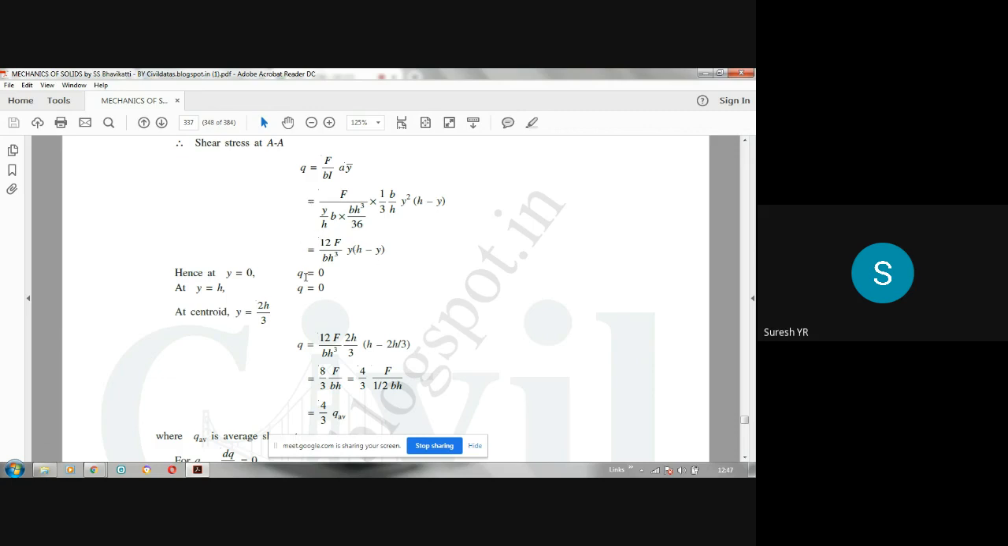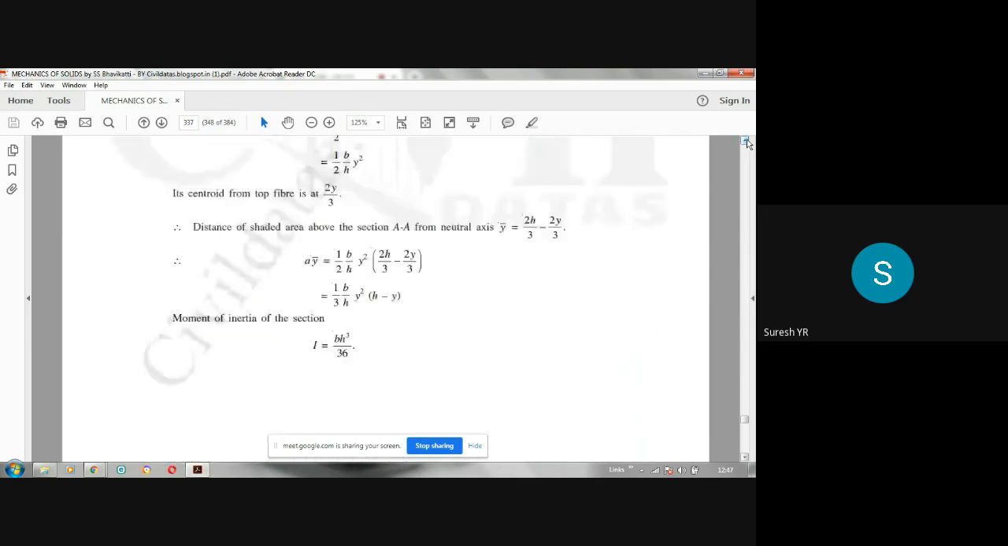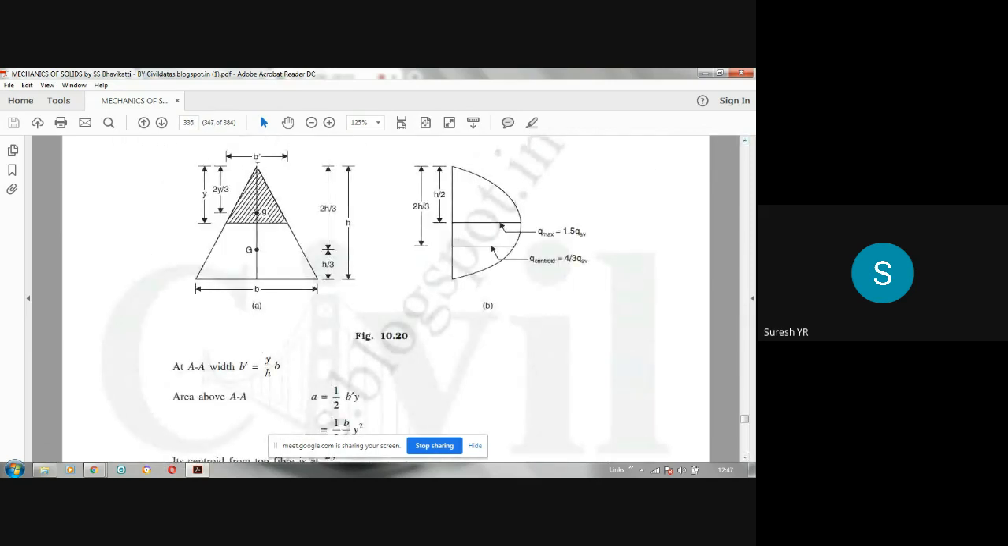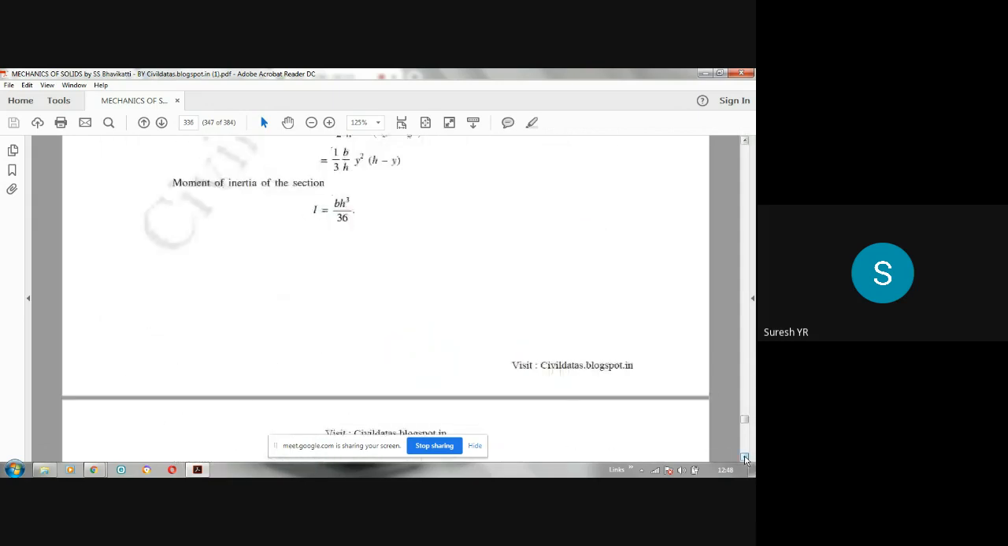Now let us put the values of y. So y is measured from the apex, from the vertex. If y is equal to 0 means y is measured from here. Please note, in this derivation, y is measured from the top. So if y is 0, that is at this point. And if y is equal to h, that is at this point. Let us calculate the value of q at y is equal to 0 and y is equal to h.